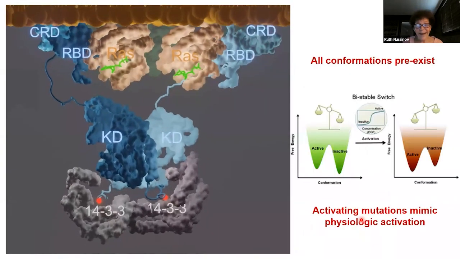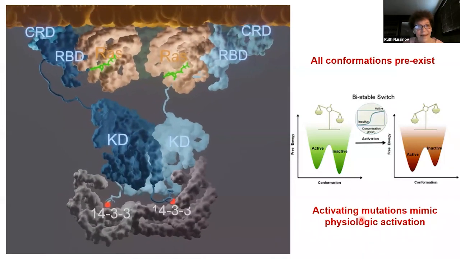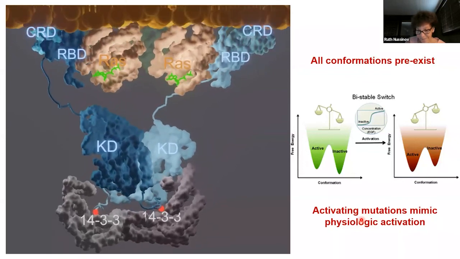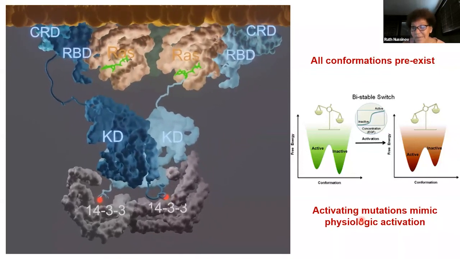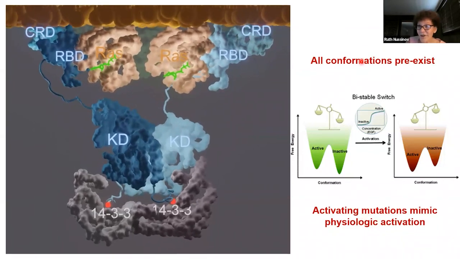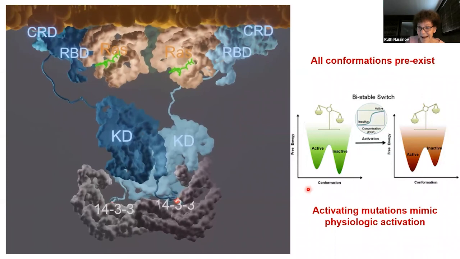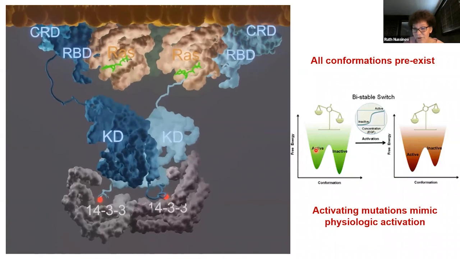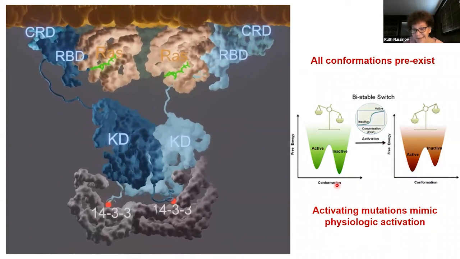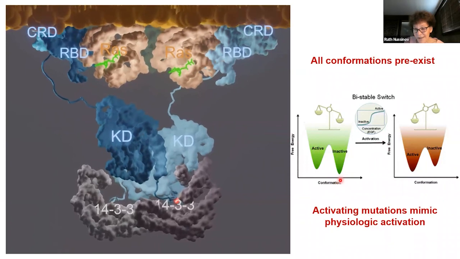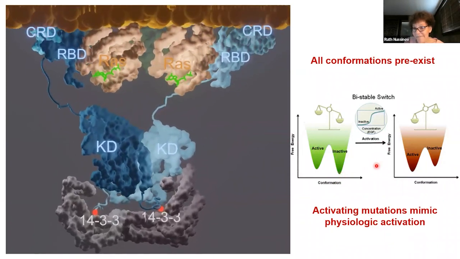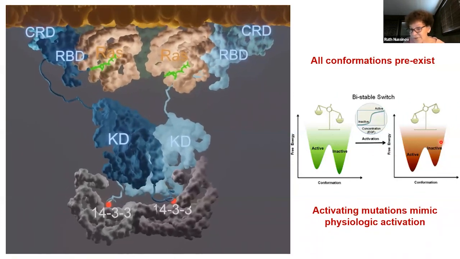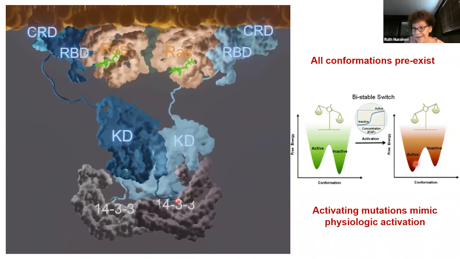And now I'll end by putting this slide again on the screen with our profound view that all conformations pre-exist, and activation, whether wild type or mutation, leads simply to a shift in the ensemble. Under normal conditions, the inactive state is more stable. Activation, for example, by mutations, shifts the equilibrium towards the active state.